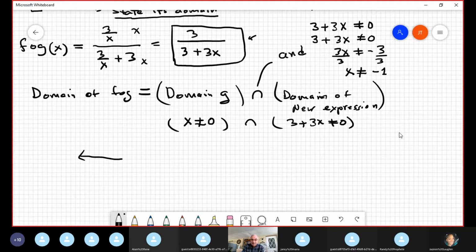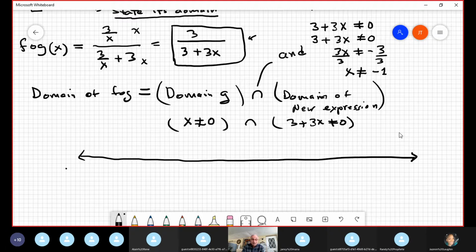So you want to express this idea in interval notation. My recommendation is to visualize the ordinary number line. We have two holes. The first hole is here at zero, and the second hole is at negative one. Therefore, my domain is from negative infinity to negative one, not including negative one, from negative one to zero, not including zero, and from zero to positive infinity.